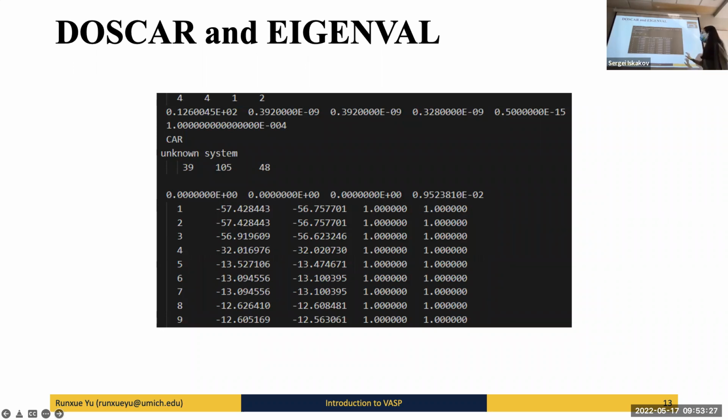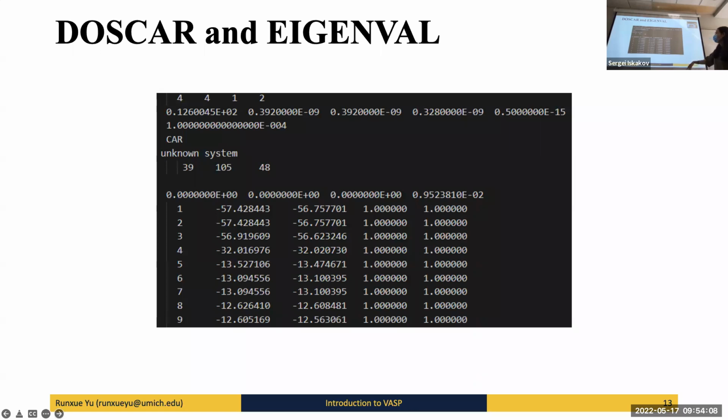And then the density of states and the eigenvalue. Here I just show the eigenvalue part. The most important thing is around here. This is the band number, the energy for spin up, the energy for spin down, and the occupation number for spin up and occupation number for spin down. And this is the K points, and a bunch of the band structure, and the contribution of this K point. I don't remember it clearly, but usually we will not use it.